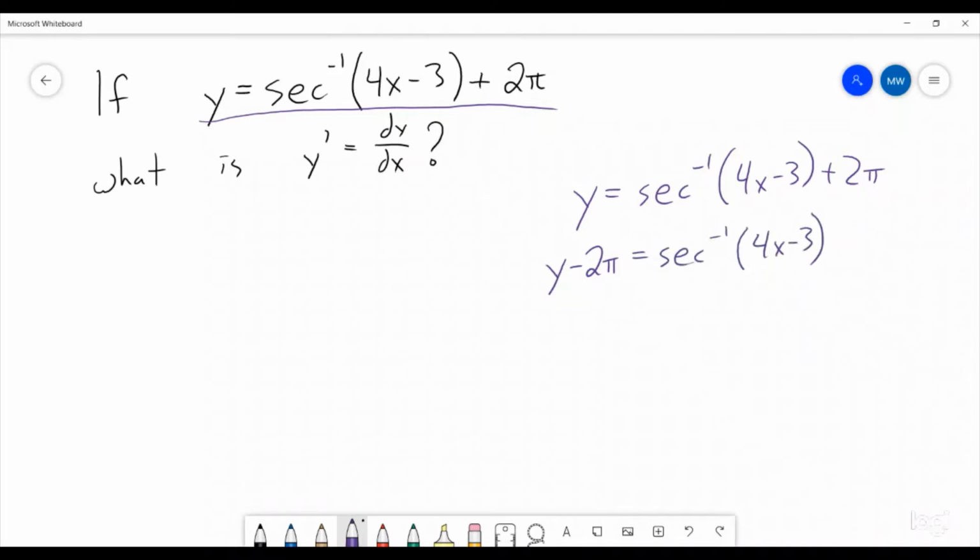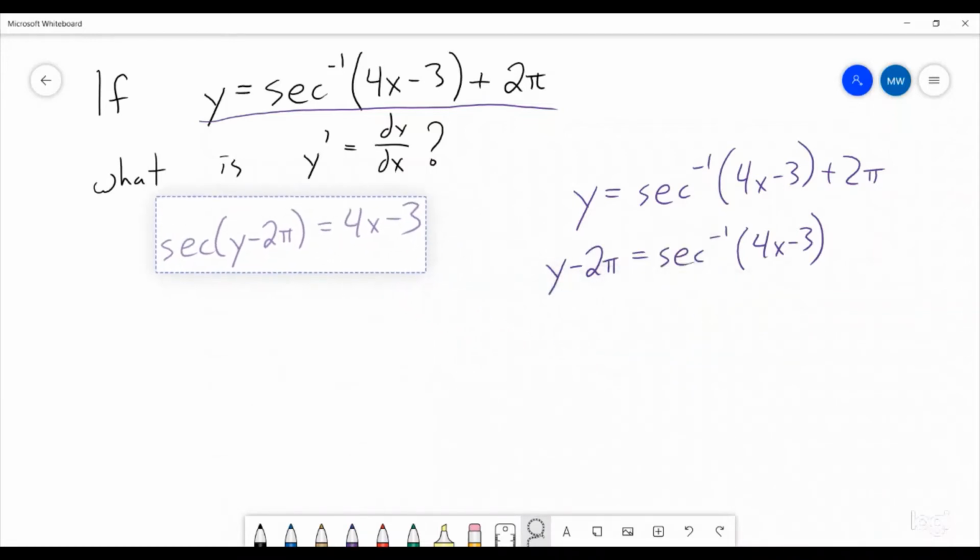And now we can do secant of both sides, and we get secant of y minus 2 pi is equal to 4x minus 3. And at this point, we have successfully gotten rid of the inverse secant, which is the piece that was causing us problems. So what we're going to do is take the derivative of both sides. So let's go through and say, I'm going to take the derivative with respect to x of this entire thing.